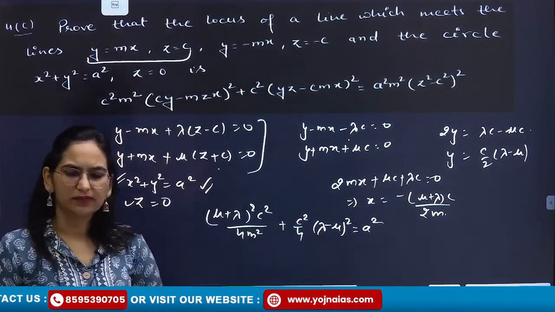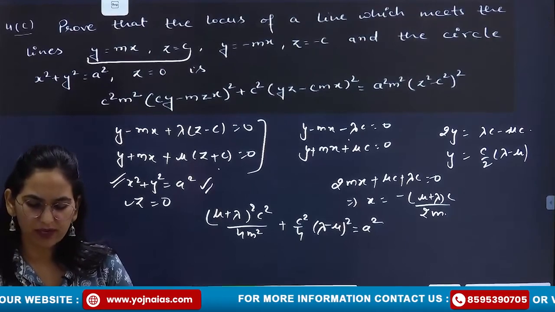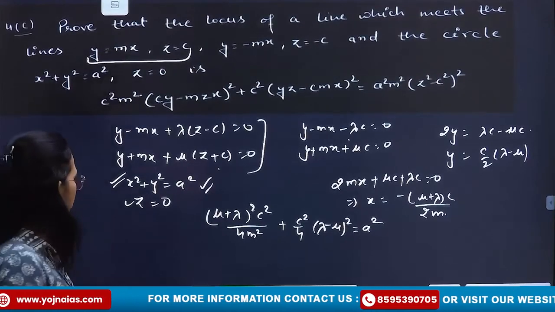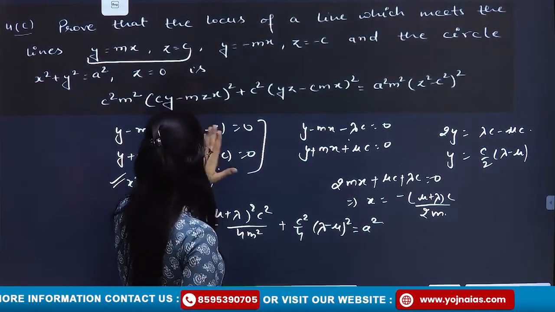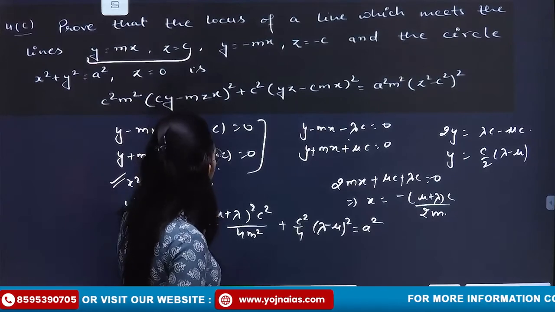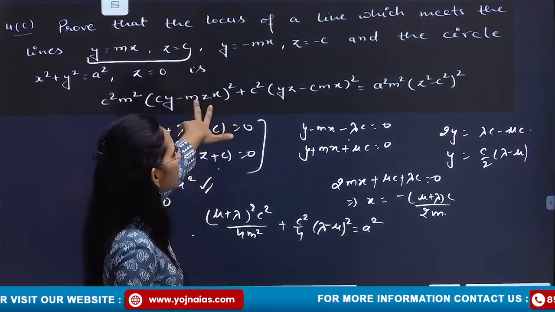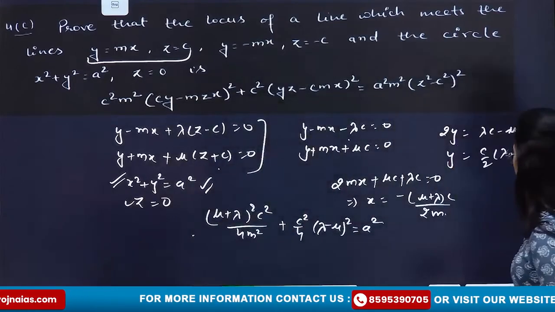And then after this you need to find out lambda and mu. How would you find out lambda and mu? From the first two equations, find out lambda and mu and replace these values in the form of x, y and z, and you will get the required condition. That will be the answer. All this will get the answer.